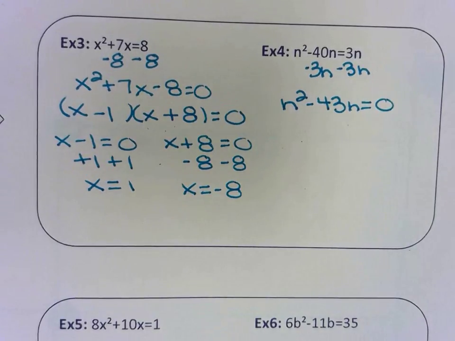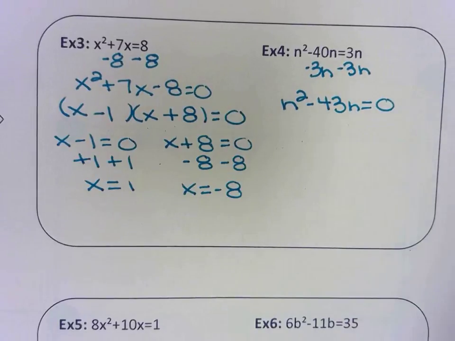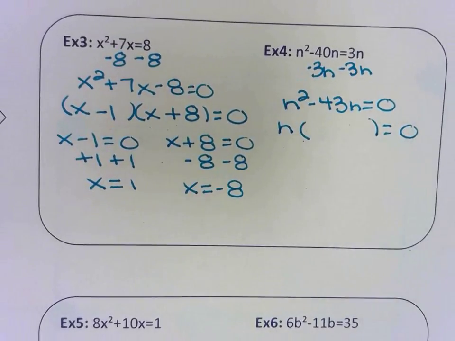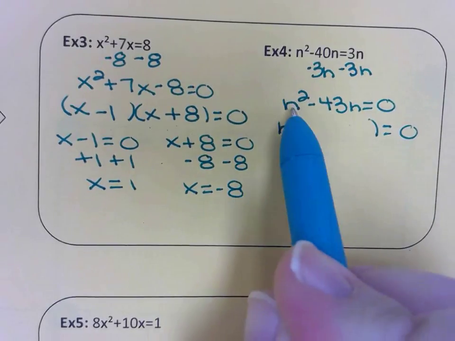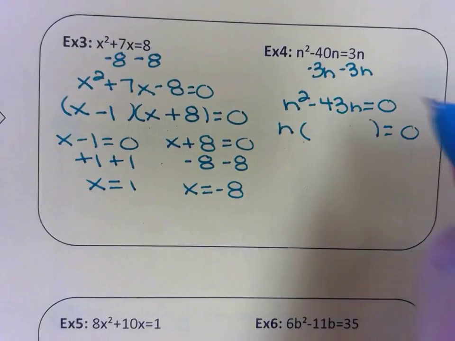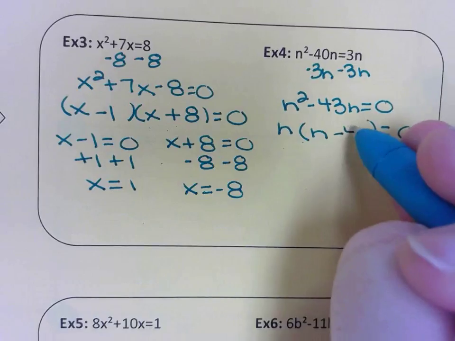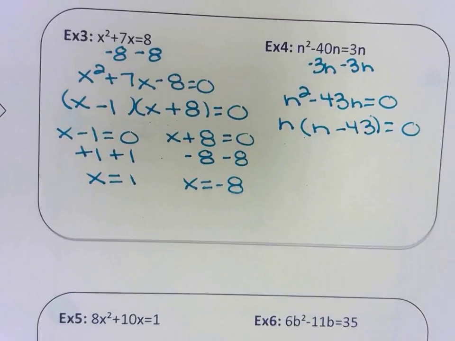As I look to factor this, use the purple reference sheet. I always check it to see if I can factor anything out first. A GCF. Is there a GCF for n squared minus 43n? Yeah. There's no coefficient, but there's a variable n. So I'm going to bring an n out front. Good. If I bring an n out front, n times what gives me n squared? N. And n times what gives me a negative 43n? Negative 43.